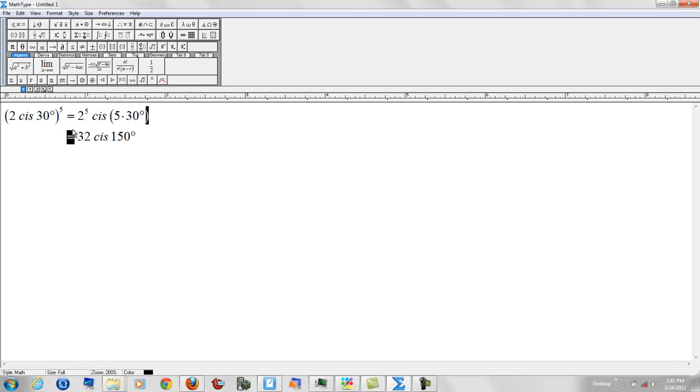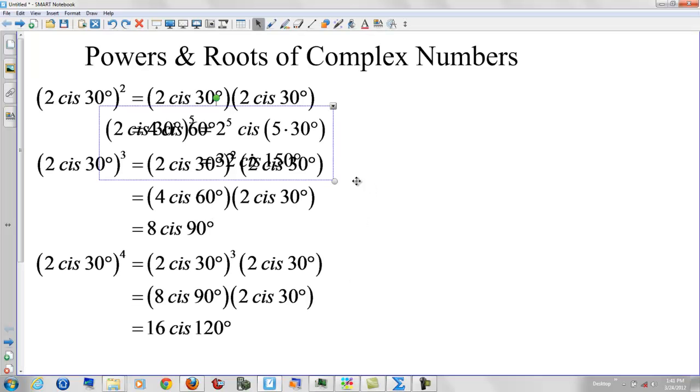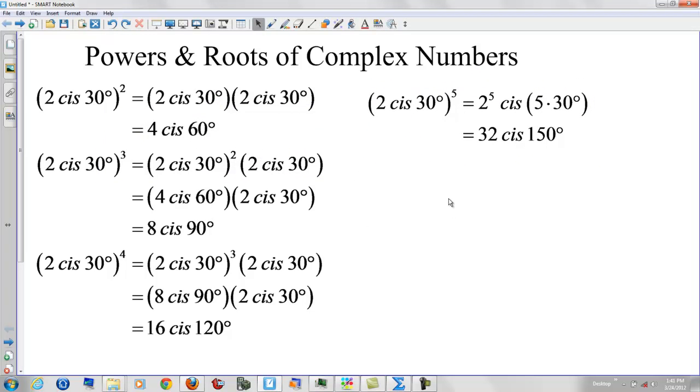And does that follow our pattern? So we can see indeed that it does. 32 is 2 to the 5th. That follows our pattern of 2 to the power. 150 degrees follows our pattern. If we wrote 2 cis 30 degrees to the 5th as 2 cis 30 degrees to the 4th times 2 cis 30 degrees to the 1st, we would replace the 4th with 120, and then we would add 30 to that. So with the substitution, we would have got 150, and with our noticing the pattern, we also get 150.